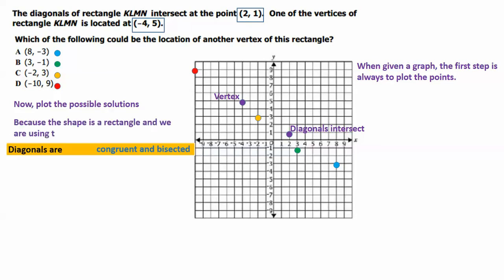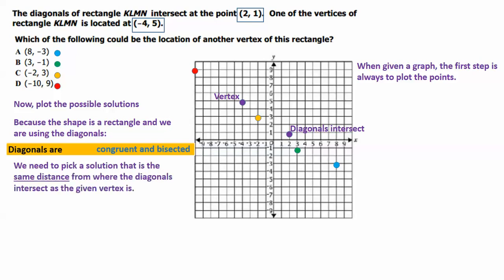Because the shape is a rectangle and we're using the diagonals, we're going to use the rule that diagonals are congruent and bisected. We need to pick a solution that is the same distance from where the diagonals intersect as the given vertex is. We're trying to find a segment that is the same length as this one.